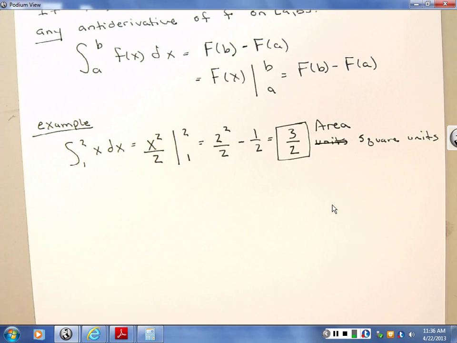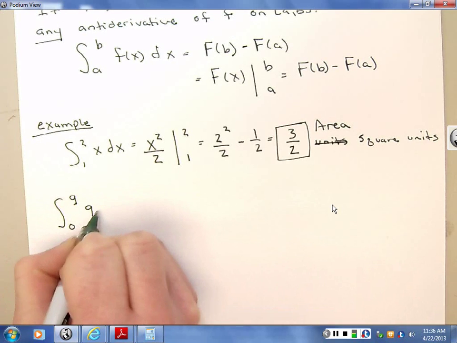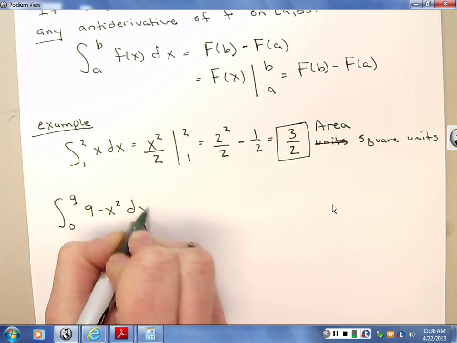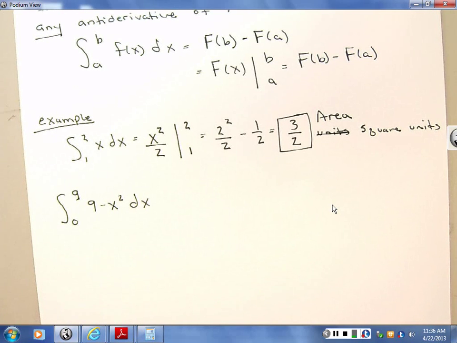So let's look at some more examples here. I want you guys to do this one. The integral from 0 to 9 of 9 minus x squared dx. We kind of looked at this one on Thursday. I think we had time to look at this one on Thursday, using the summation notation that the book talked about. Getting there took 2 or 3 pages. So the fundamental theorem of calculus will take 2 or 3 lines. This is the algebra approach.